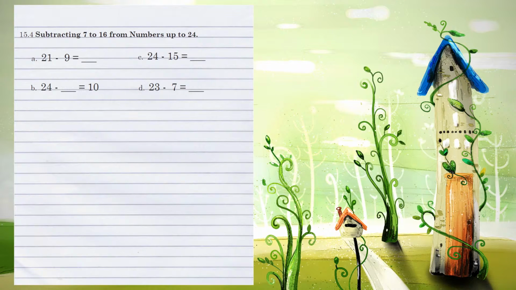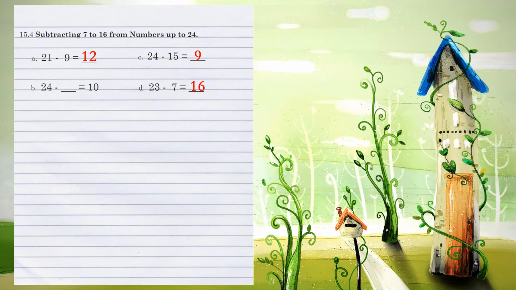15.4, subtracting 7 to 16 from numbers up to 24. Example A, 21 minus 9. We look at our ones position, you can't take 9 away from just 1. So we're going to go to our 2 in our tens position, we're going to borrow, make it a 1, take that borrowed 1 and combine it in our ones column and make that an 11. Now we have 11 minus 9, which is 2, and we have just the 1 in the tens column, so we carry it over for an answer of 12.